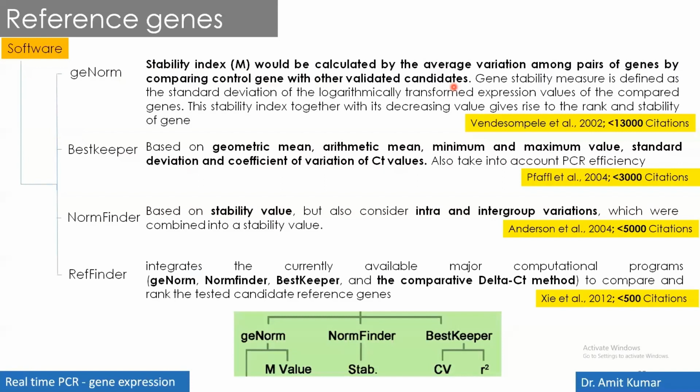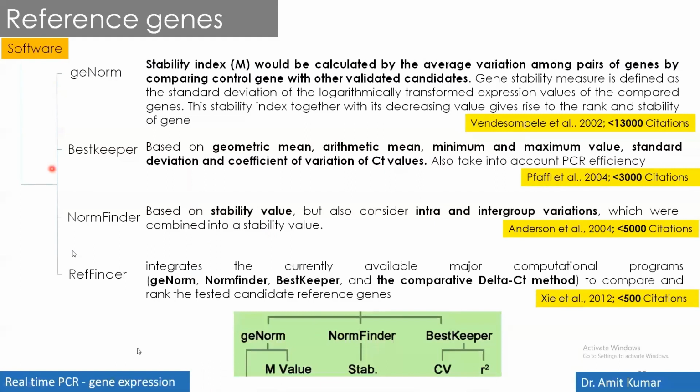The second one was BestKeeper. Here more statistical analysis was done, mostly the geometric mean and arithmetic mean of the CT values of the gene in the different conditions, and it also observes the standard deviation and the coefficient of variation of the CT values of each and every gene, which are afterward compared with all. NormFinder, which is again a highly cited software for finding the reference gene, is also based on stability, but it also considers intra- and intergroup variation. So not only between the experiment and the control, but within control and within experiment also, those values are taken into consideration, and based on that it defines the stability values.